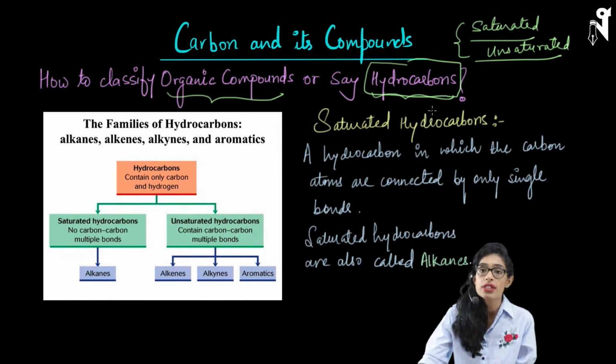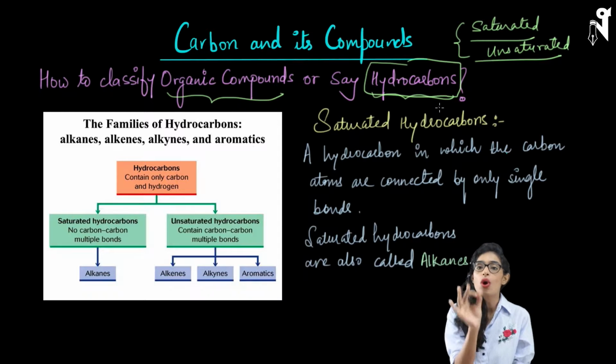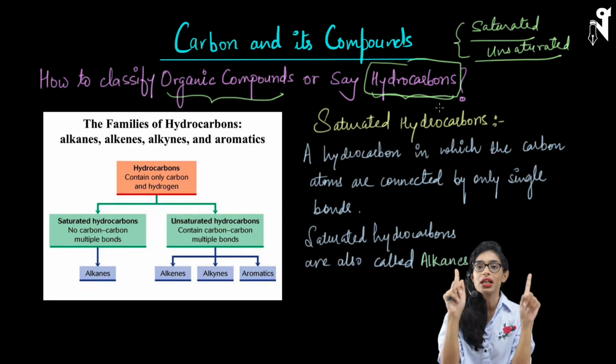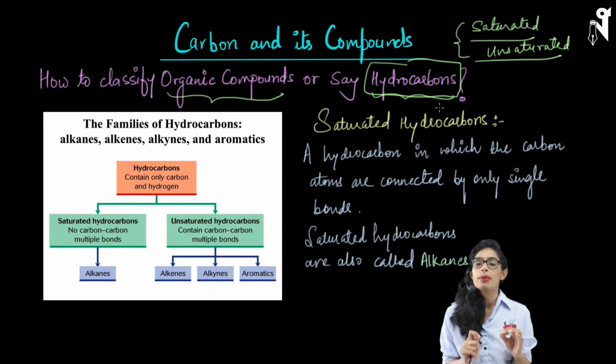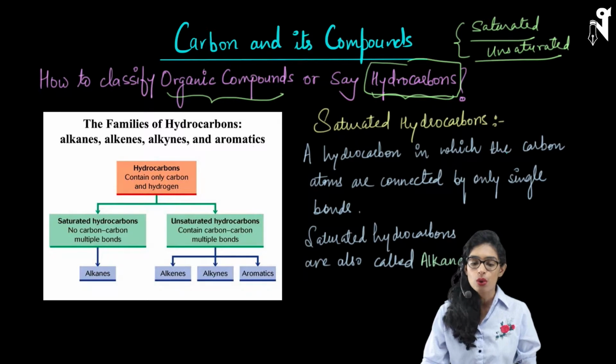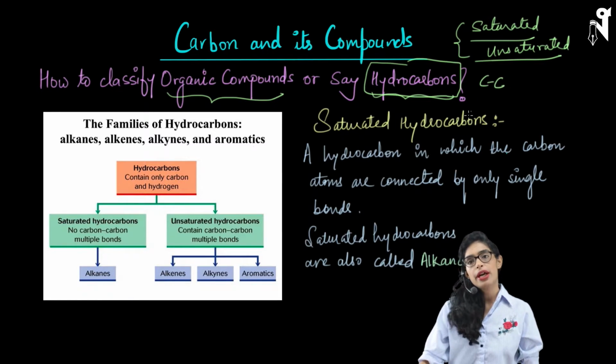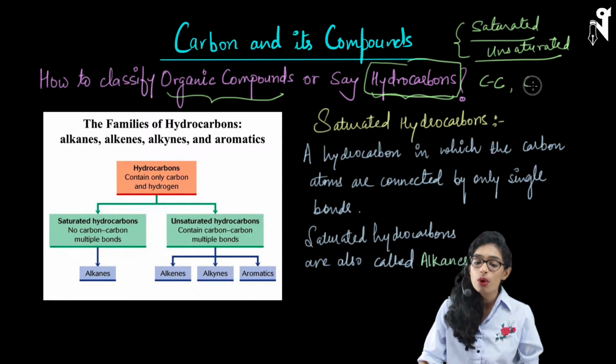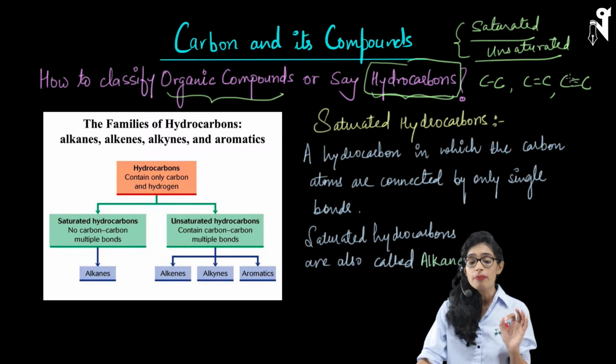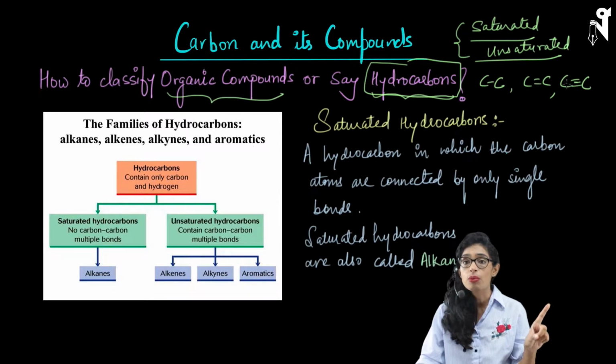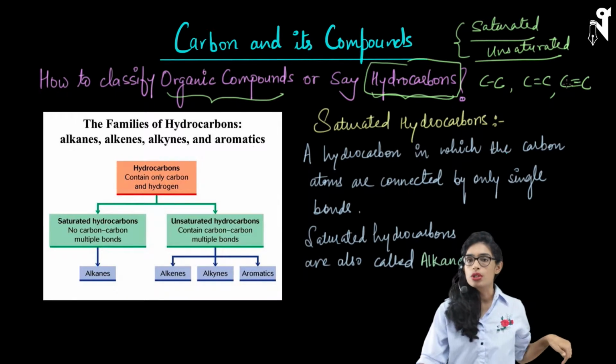What was the basis of this classification? The basis of the classification of compounds under these two categories was the type of bonding that exists between carbon and carbon. If you remember, I told you carbon can show carbon single bond carbon kind of bonding, carbon double bond carbon, and carbon triple bond carbon. So carbon is capable of making single bond, double bond, and triple bond with the carbon throughout.